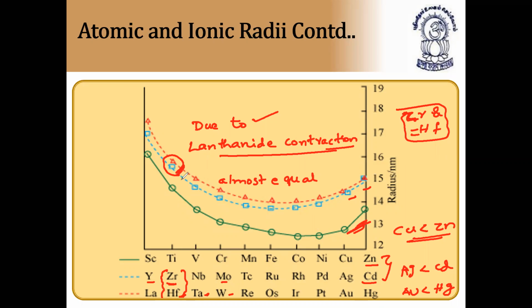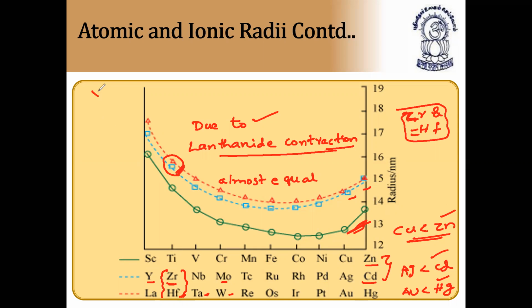Down the group, the atomic radius decreases first, and finally it increases due to completely filled electrons in zinc, cadmium, and mercury. Why does it finally increase? Because of completely filled d orbitals. Due to completely filled d orbitals in zinc, cadmium, and mercury, they have more atomic radius than the previous element in that particular group.